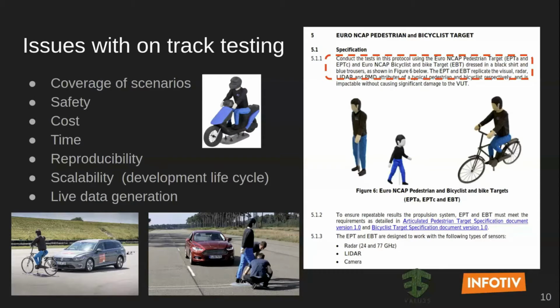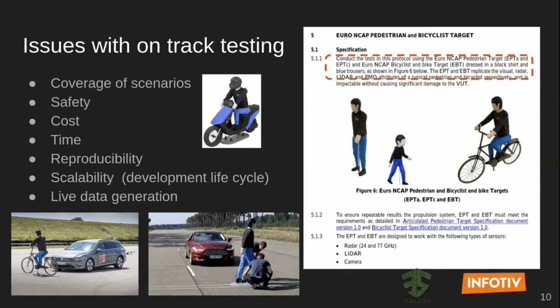The first issue is the coverage of scenarios. These test cases are very specific and they cover only very basic scenarios and situations. As you see in the documentation, these tests are so specific that they even mention the color of the trousers and the shirt. They are not very generic.